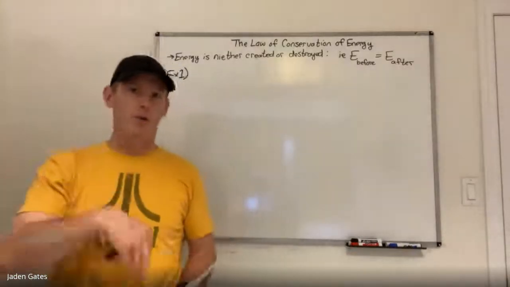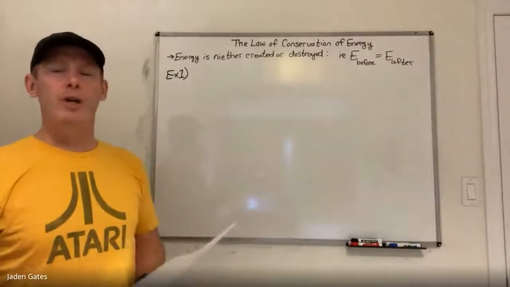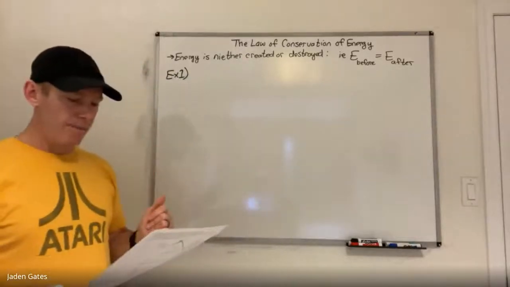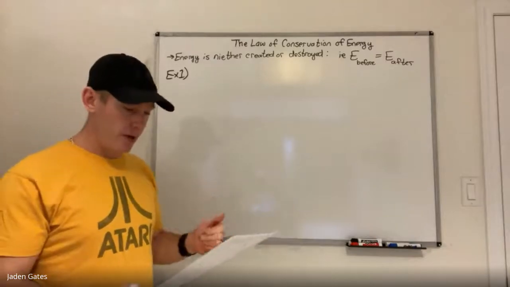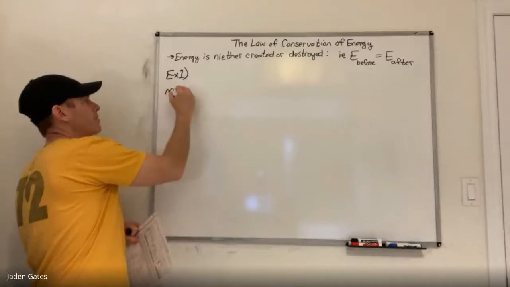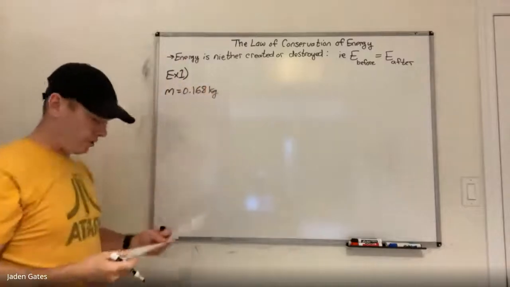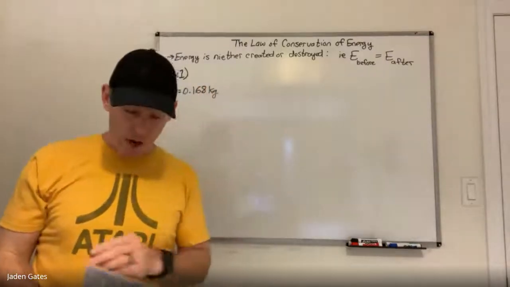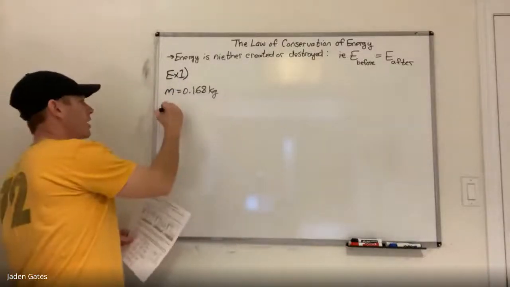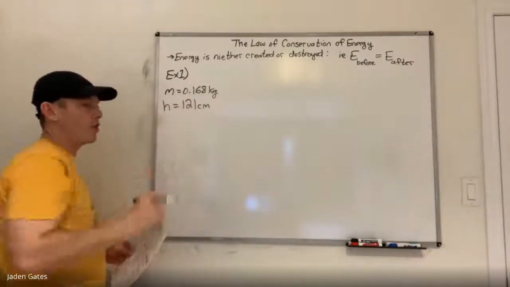All right, so with word problems, I like to read the question at least a couple of times. Read it once, and the second time, I'm going to get my information. During a hockey game, the player shoots the puck, and its mass is 0.168 kilograms. So there's our mass, and it's in our standard unit. That's a good thing. And then it goes top shelf, right into the corner, which is 121 centimeters high. So my height is 121 centimeters. That's the change in height. You can call that delta H.